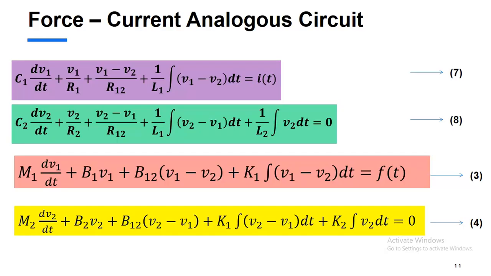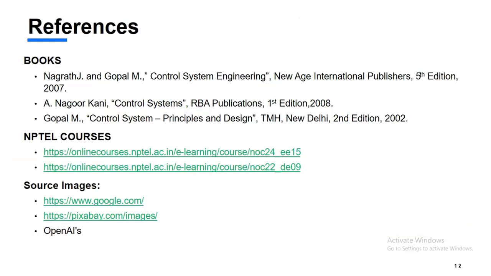If you see equations 3 and 7, they are similar, and equations 4 and 8 are similar. This means that the node basis equations are similar to the differential equations governing the mechanical system. This is how we have to obtain the force voltage and force current electrical analogous circuits. These are the references. Thank you.